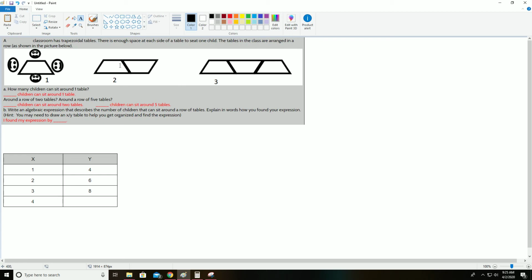Since we're on number 1, you could sit 4. On number 2, you could sit 6. On number 3, you could sit 8. And we'll talk about 4, and then I'll let you figure out 5.